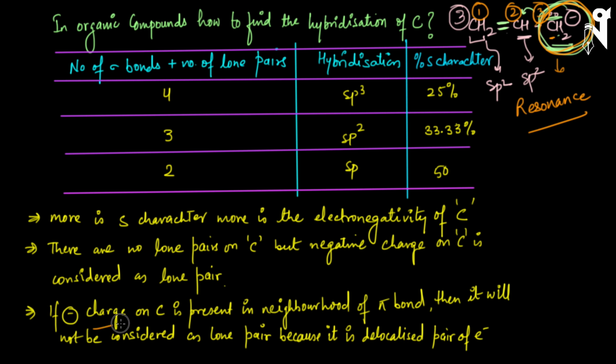If the negative charge is on the carbon which is present in the neighborhood of the pi bond, then it will not be considered as a lone pair, because it is a delocalized pair of electrons, and it will participate in a phenomenon called resonance. And hence we will be just considering the sigma bonds. We will not consider this pair of electrons for the calculation of hybridization.